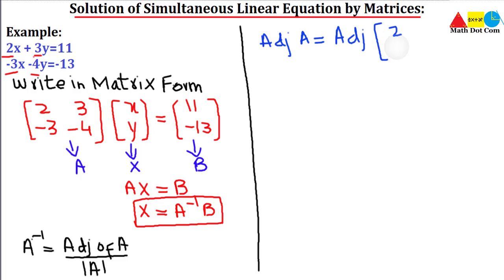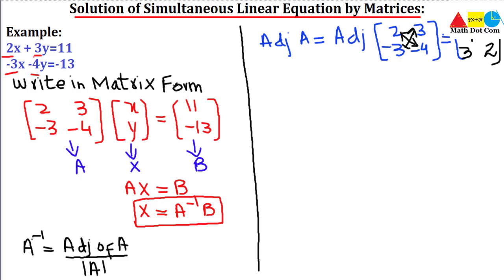A is 2, minus 3, 3 and minus 4. You can find its adjoint by interchanging the positions of these two and by changing the signs of these two. Minus 4 is here and 2 is here, and minus 3 will be here and 3 will be here. It means we have changed the positions of 2 and minus 4, and we have changed the signs of 3 and minus 3. So this is how you can find the adjoint of a matrix.